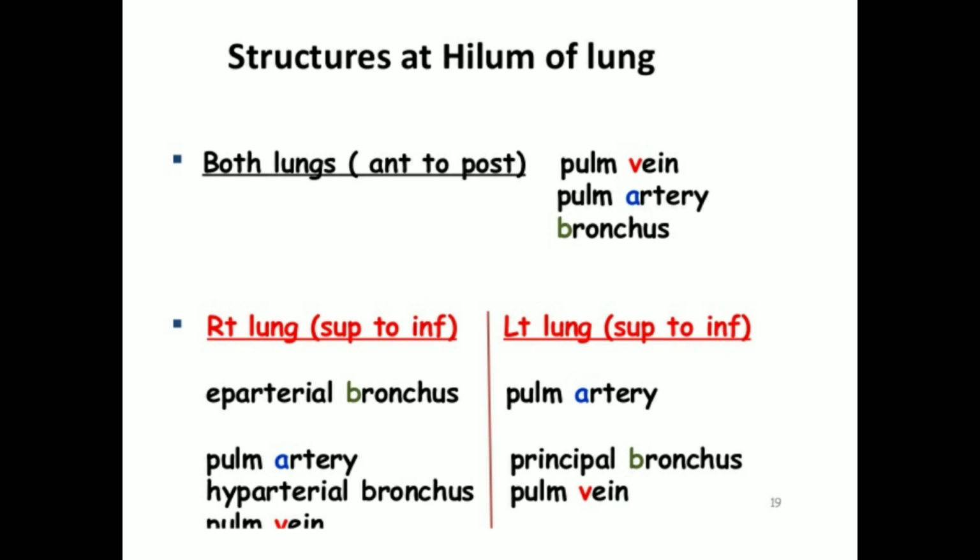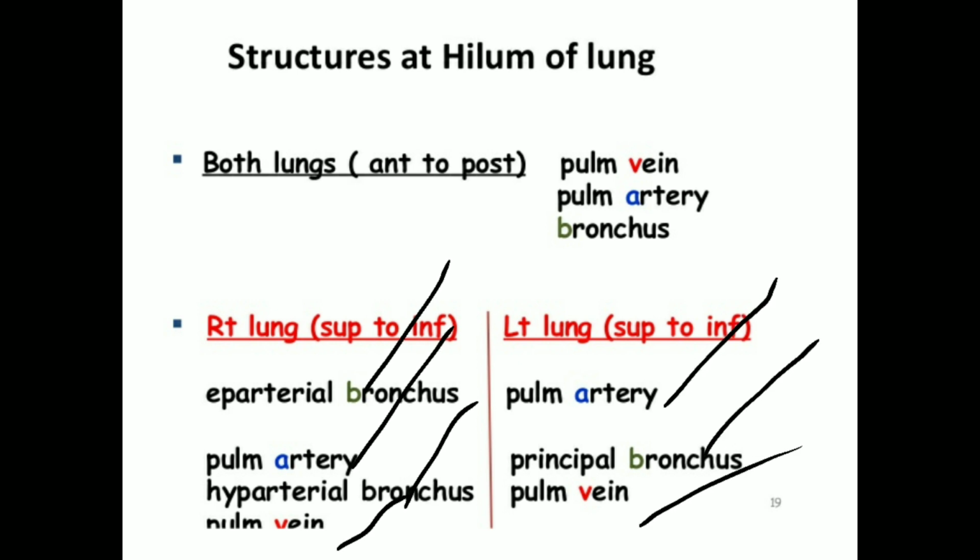See here the structures at the hilum of the lung. Both lungs have a pulmonary vein, pulmonary artery, and bronchus. The right lung consists of epiarterial and hyparterial bronchus, whereas the left lung consists of only one bronchus. See, epiarterial bronchus, pulmonary artery, hyparterial bronchus, pulmonary vein; on the left, pulmonary artery, principal bronchus, and pulmonary vein. The features are the same, only the bronchi in the right are two, whereas the left has only one bronchus.